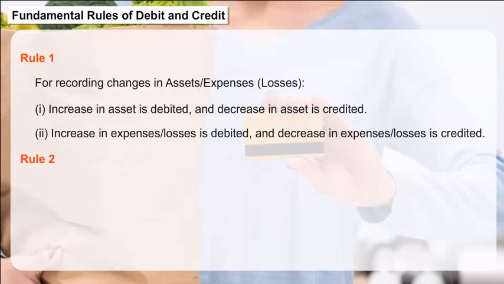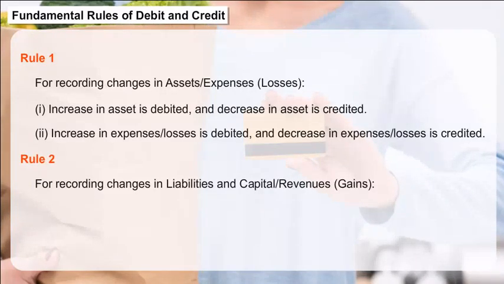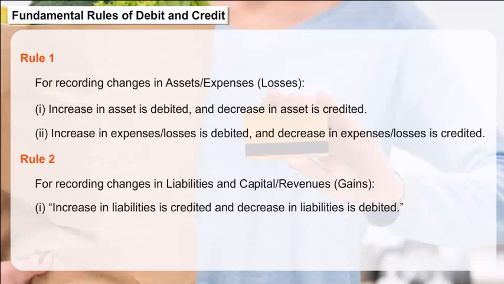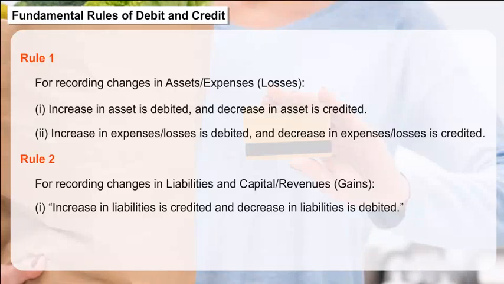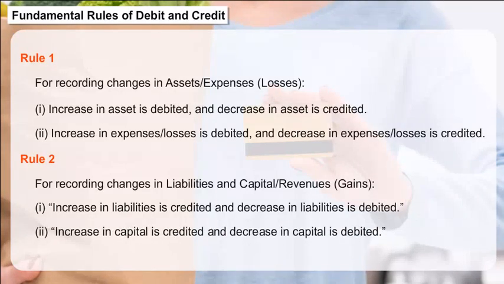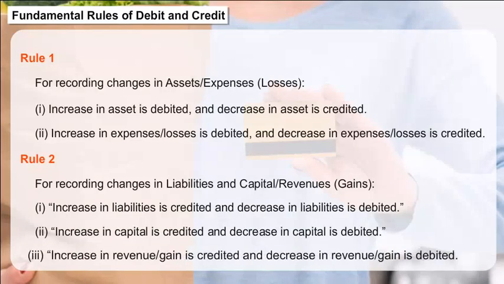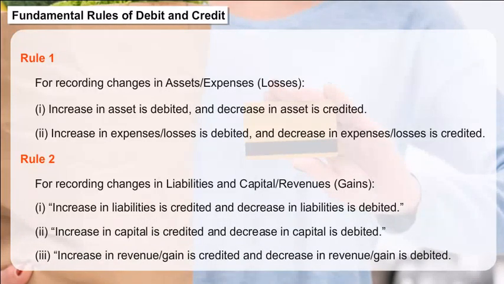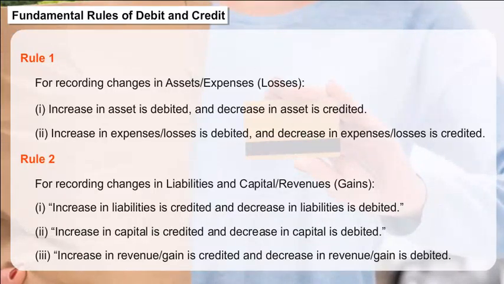Rule 2. For recording changes in liabilities and capital or revenues or gains: 1. Increase in liabilities is credited and decrease in liabilities is debited. 2. Increase in capital is credited and decrease in capital is debited. 3. Increase in revenue or gain is credited and decrease in revenue or gain is debited.